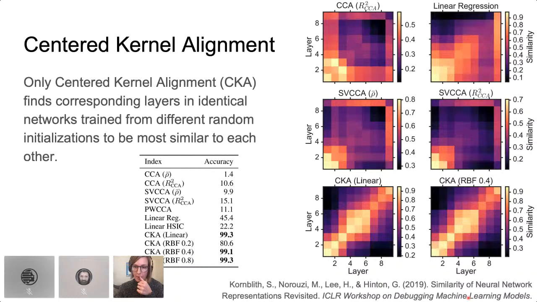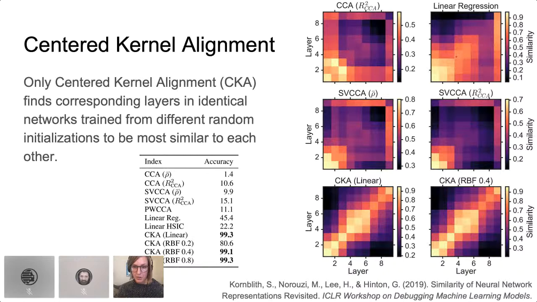And they found that only centered kernel alignment, a method that they propose in this paper, does a good job at this task. Simple CCA does very poorly, and linear regression is actually the next best performing model, but still performs much worse than CKA. So in these figures, what we're looking for is this diagonal pattern where corresponding layers in these two networks are most similar to each other. And we see that for CKA, but not for any of the CCA variants or for linear regression.